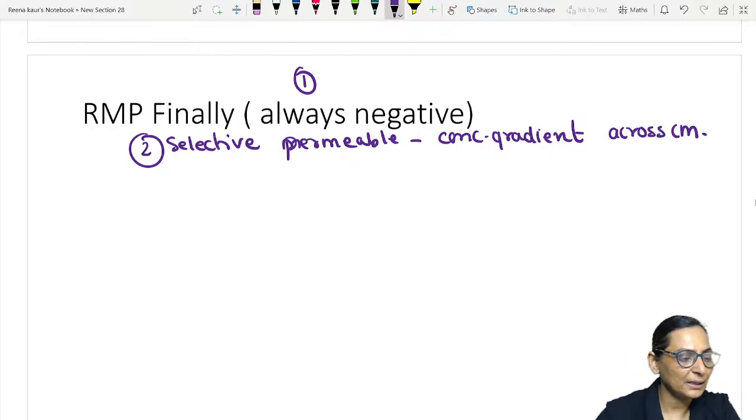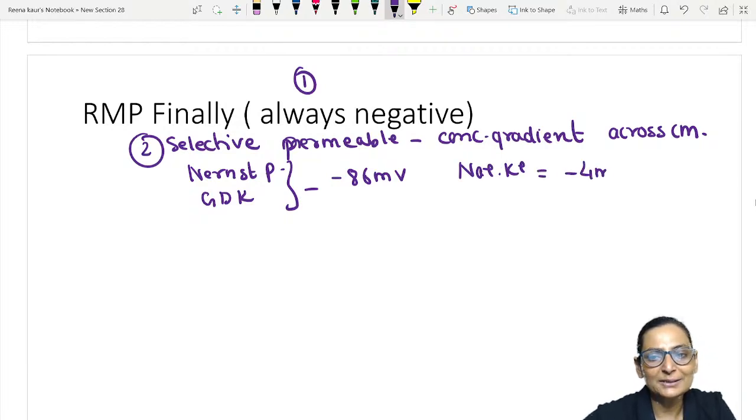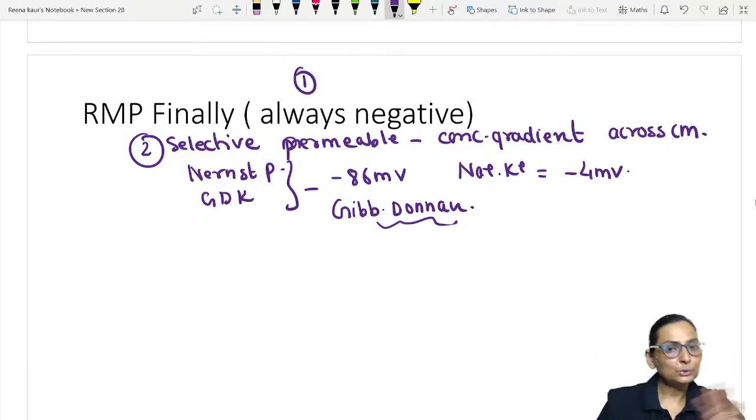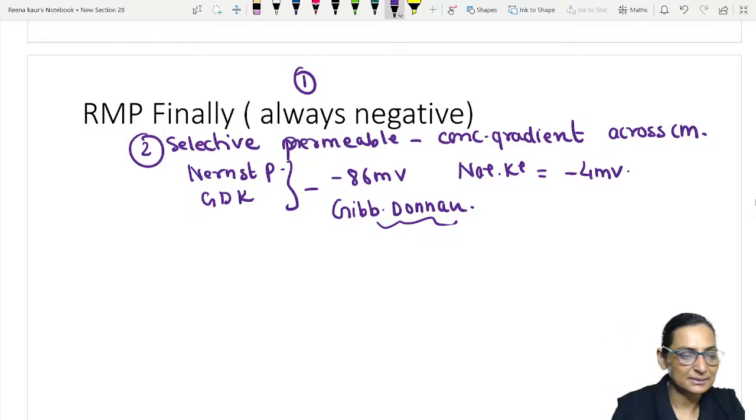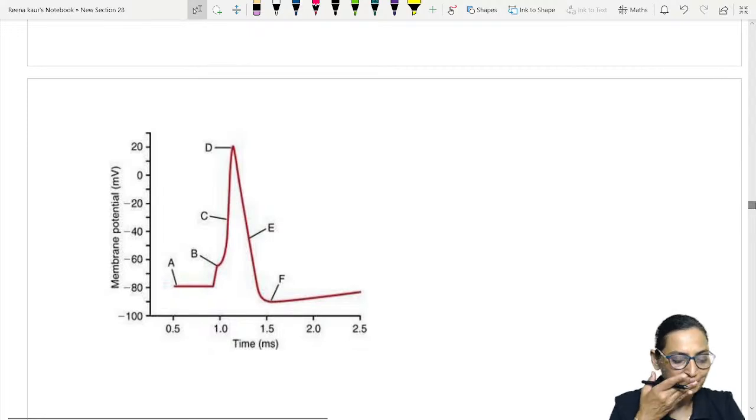You will have to mention this. Then you will have to write about the Nernst potential and the Goldman-Hodgkin-Katz equation, which contribute minus 86 millivolts of RMP. Then the sodium potassium pump, which contributes minus 4 millivolts of RMP, and how the Gibbs-Donan effect is indirectly contributing to the generation of RMP. If you have written all this, your answer is complete if it is an LAQ. And if it is just a short note, then just mention that these are the causes, right? Now we move on to another very important topic, that is our action potential, right?